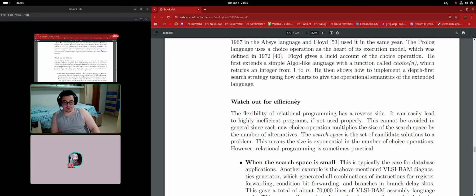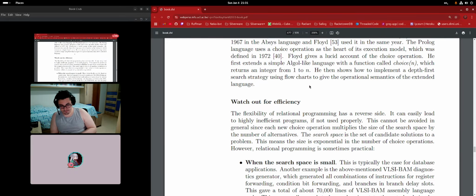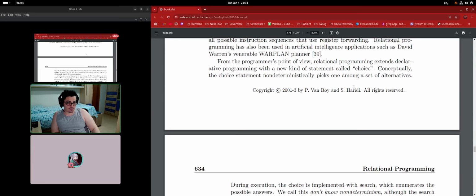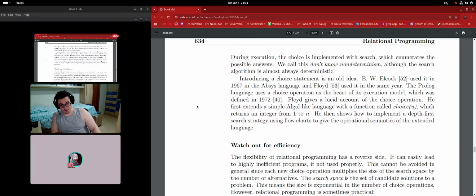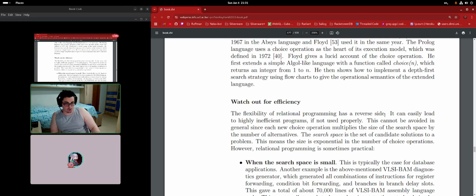And then we have: watch out for efficiency. And why is that the case? Because it's commonly understood that when you're doing relational programming, you're doing a brute force algorithm, which means that you are exhaustively checking all of such alternatives. So that is a challenge to make it efficient. It can easily lead to highly inefficient programs. This cannot be avoided in general since each new choice operation multiplies the size of the search space by the number of alternatives. So this becomes exponential. The search space is the set of candidate solutions to a problem.